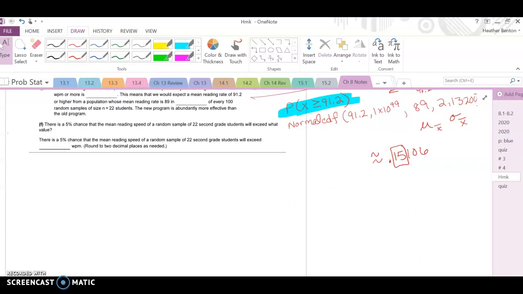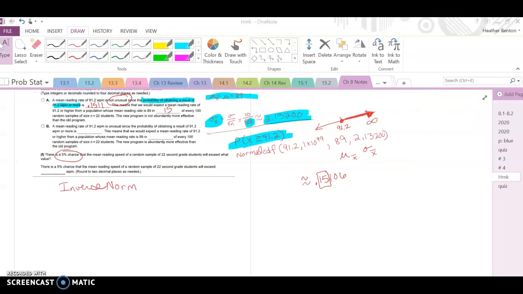There's a 5% chance that the mean reading speed of a random sample of 22 second grade students will exceed what value? So since they gave us the 5%, this is when you use inverse norm, when you have the percent, the area under the curve or the proportion or whatever you want to think of it as. Now remember with me, inverse norm is not one that plays super nice. This number is always to the left of the percentage. And so we have that number.